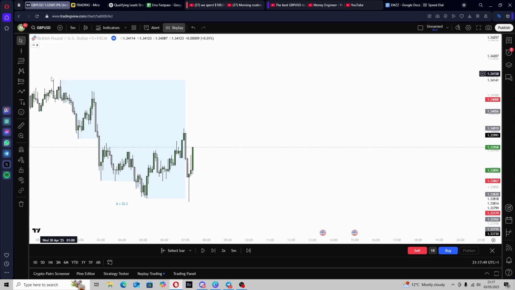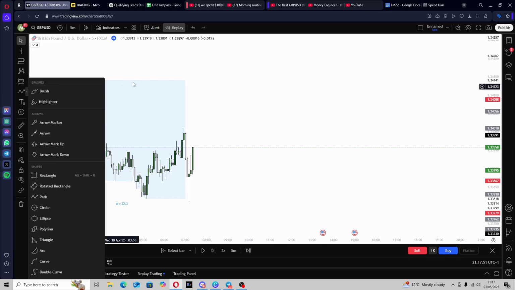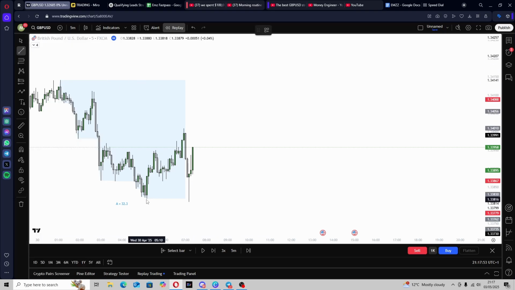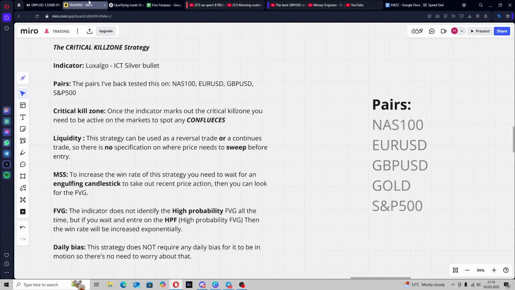As you can see, it completely swept the lows right here. Once it actually swept the lows, this is what we need to do. You just mark this out, just so we have an idea of where price went. So as you can see, price decided to sweep the lows right here. And once it did sweep the lows, what we need to do from here on out gets very technical. The strategy can be used as a reversal or continuous trade, so there's no specification of where price needs to sweep before entry.